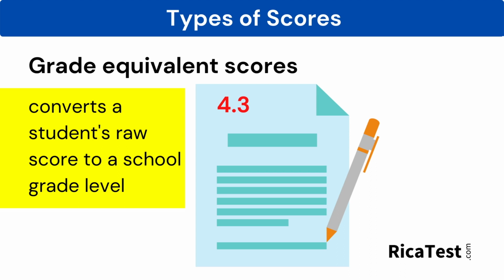A grade equivalent score converts a student's raw score to a school grade level. The end result will be a decimal point, such as 4.3, and this would mean that the student's score placed her at the fourth grade level in the third month of the academic year.